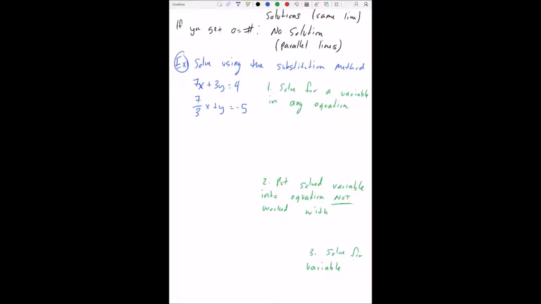So we need to solve for a variable in any equation. Now let's take a look at our variables. In the top one we have 7x plus 3y equals 4. And on the bottom we have 7 over 3x plus y equals negative 5. Now the bottom one is easier to work with because that y is already by itself. All we have to do is move over x. So that's what we're going to do.